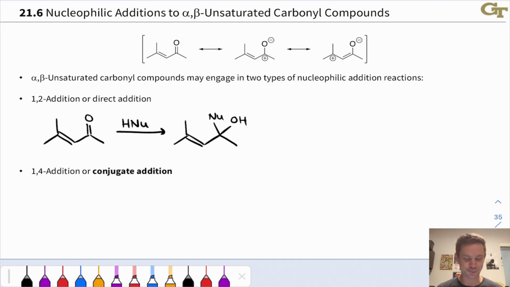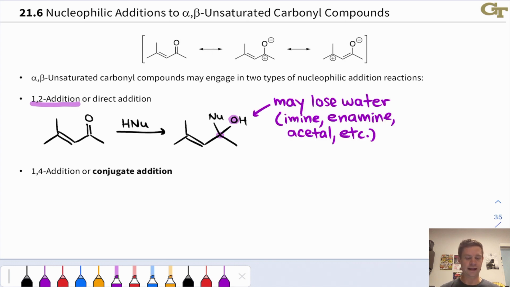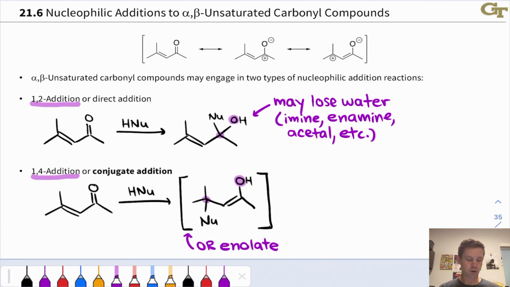and this is the nucleophilic addition we've seen a gazillion times to this point in the course, where a nucleophile adds to the carbonyl carbon and the carbonyl oxygen is protonated, giving an OH group. This corresponds to a 1,2 addition. If we think of the carbonyl oxygen as atom 1, the carbonyl carbon is directly connected to it, that's atom 2. And keep in mind with these 1,2 additions that if the nucleophile is heteroatomic, nitrogen or oxygen, we may lose water here to form something like an imine, an enamine, an acetal, etc. 1,4 or conjugate addition is the other possibility, and this occurs when the nucleophile adds to the beta carbon.